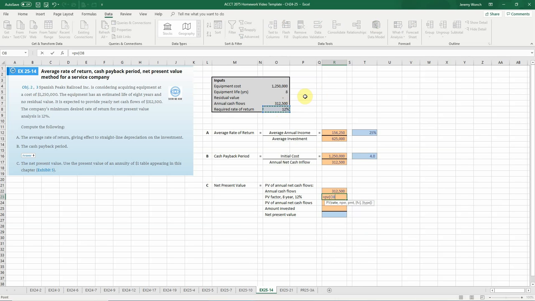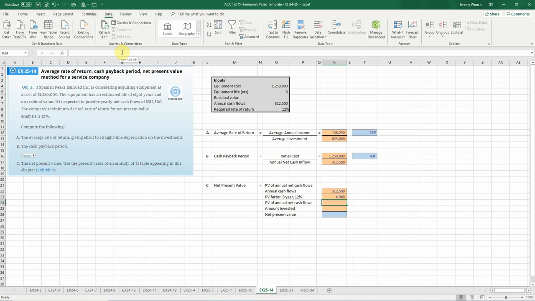And the interest rate is 12%. The number of periods is 8 years. And we're just looking for the factor, so we're going to use a payment of 1, put in a -1, and no future value. This gives 4.968. And just so it matches the book, because the book rounds it off, we're just going to put a round function there. And we're going to round that to 3 digits.